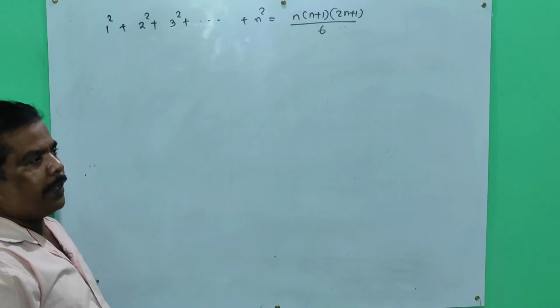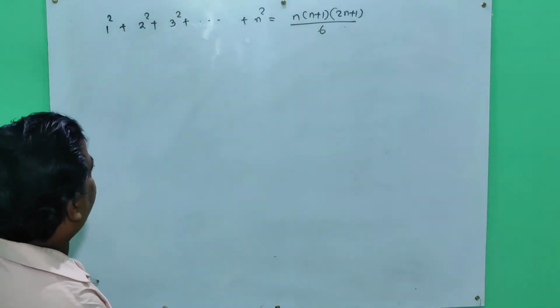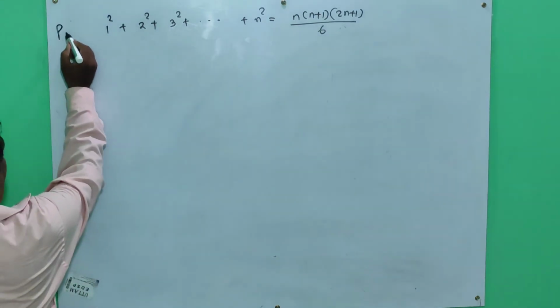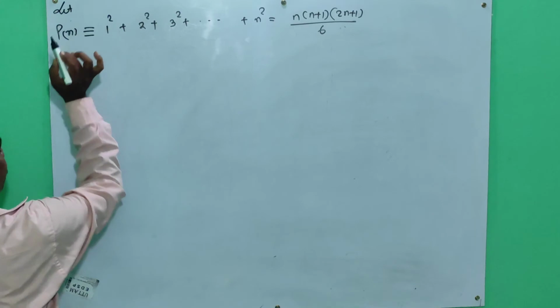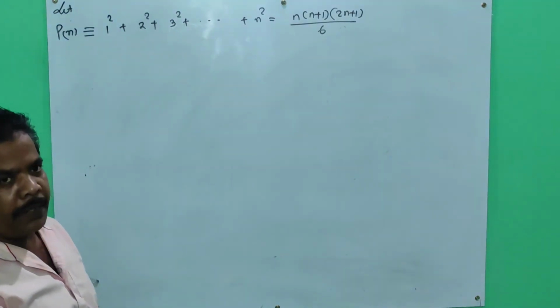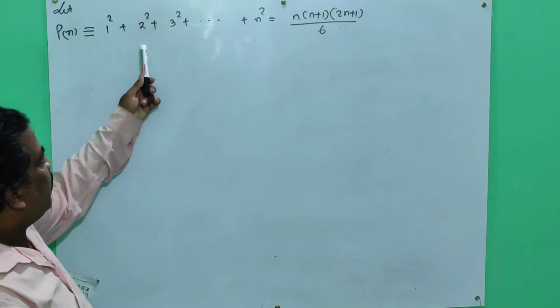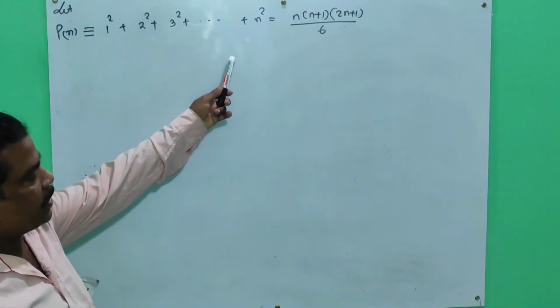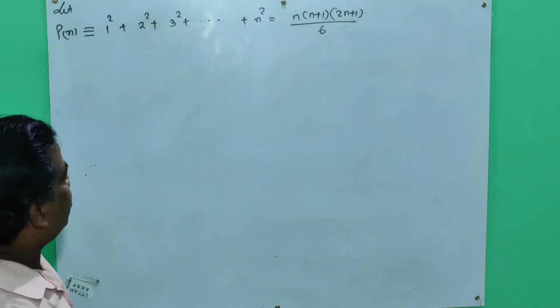First, we take the sequence of statements as Pn. Let the given statement be Pn, that is Pn denotes the sequence of statements. Let the given statement be Pn, that is Pn is equivalent to 1 square plus 2 square plus 3 square plus up to n square equals n into (n plus 1) into (2n plus 1) by 6.